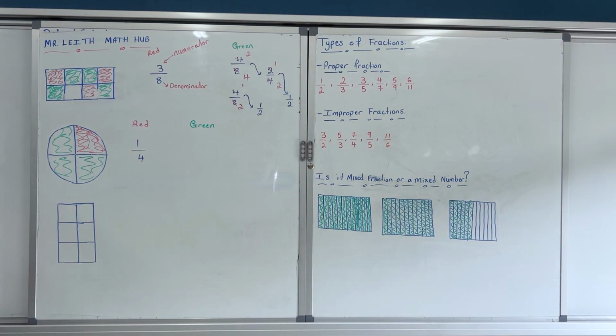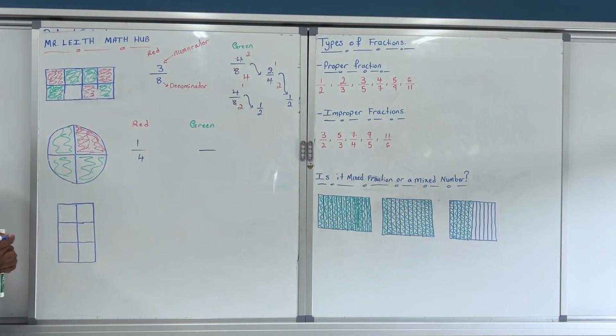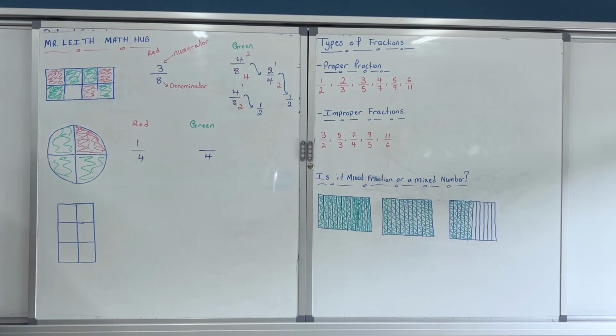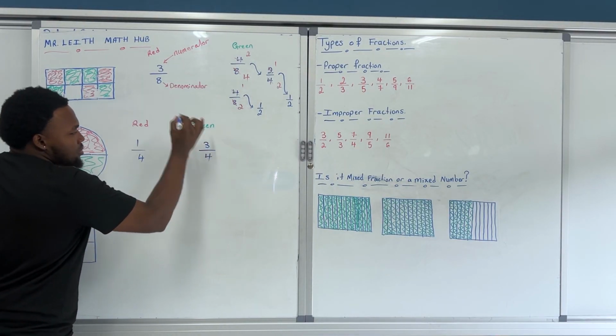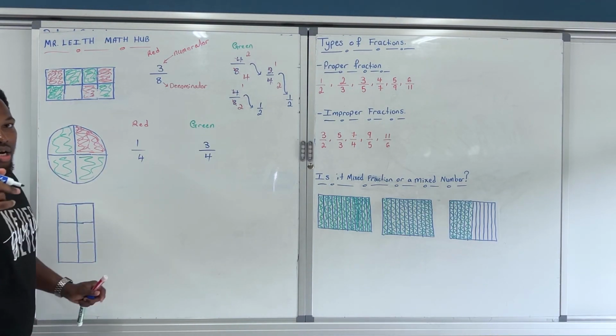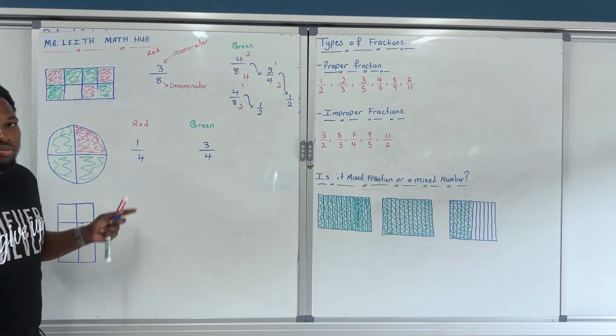Alright, the remaining, which is green. Draw a pendulum, and we already highlighted that there are 4 pieces that the shape is cut up into. How much is highlighted by green? 1, 2, 3. 3 is highlighted by green. So that's going to be our fraction. These fractions cannot be reduced. Why? Because the only number that can go into both of them is 1. There's no other number.